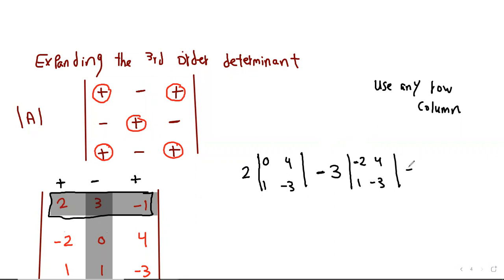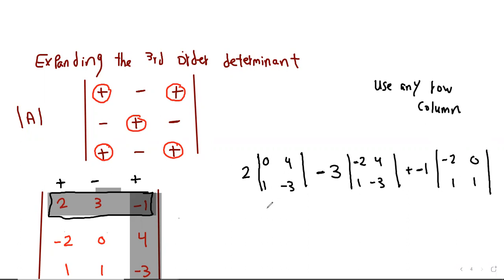Then plus, write a plus, then write this number with its sign, it's -1. Then hide the row and the column of -1. Let's hide the row and the column of -1. Then you are left with a determinant of second order. It's -2, 0, 1, and 1.